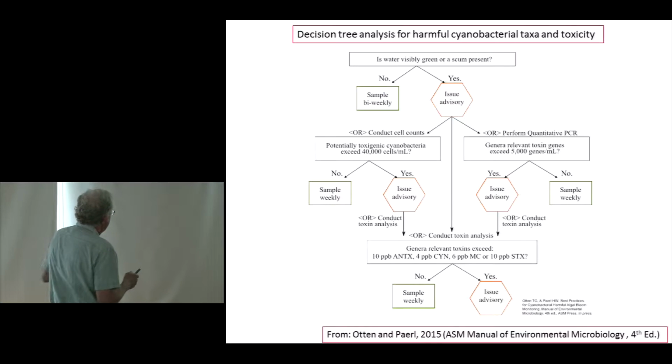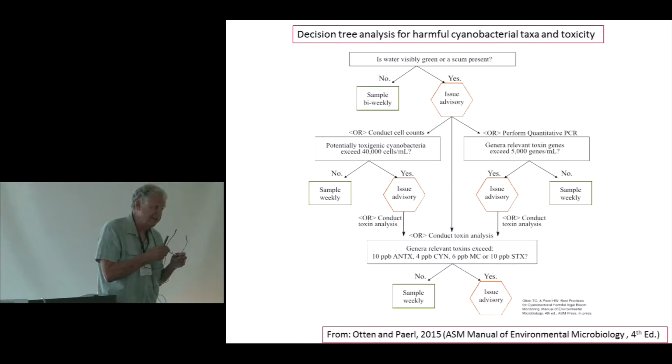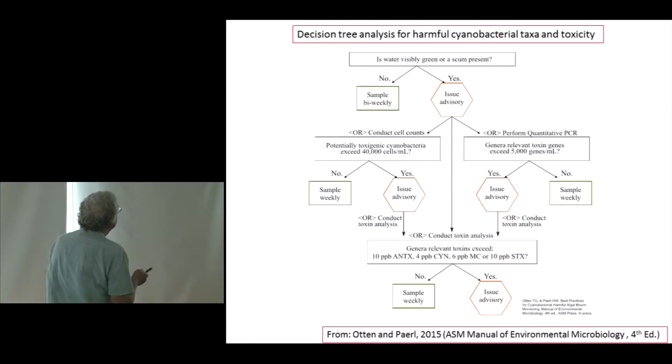Okay, so once you have used these parameters to establish whether or not you have a problem, one can do a decision tree analysis, a yes-no type of analysis to see whether you have a problem, whether there's a visible green or scum present. If the answer is yes, then you issue an advisory and start looking for whether or not the negative properties of these blooms are present, particularly toxins, toxigenic cyanobacteria.